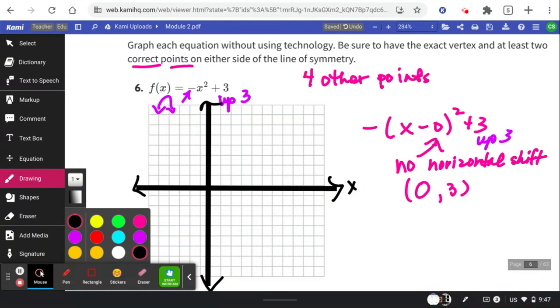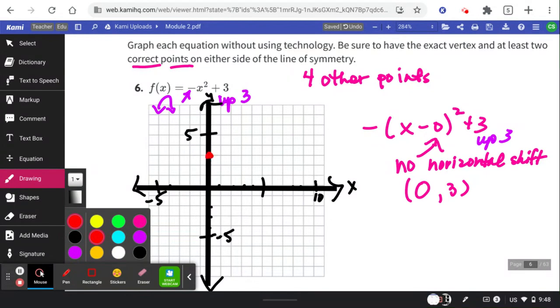Here's my x, here's my y. 1, 2, 3, 4, 5, 6, 7, 8, 9, 10. 1, 2, 3, 4, 5. Okay, we're labeled and scaled. Here we go. So we're starting at 0, 3.